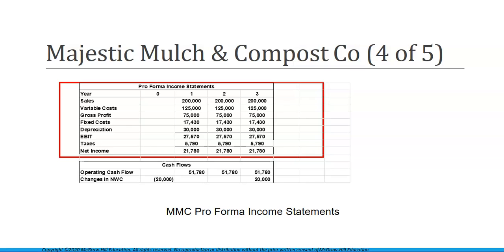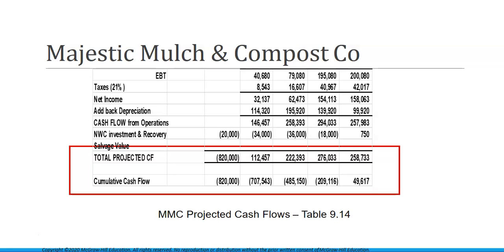We have our pro forma income statements. We can see our sales minus our variable costs equal our gross profit minus fixed costs and depreciation equal the earnings before interest and taxes, our tax rate to give us what our cash flows are. Then we have our total projected cash flows, and we looked at each one of these on the big file, but we are just going through them, looking at them close up here.